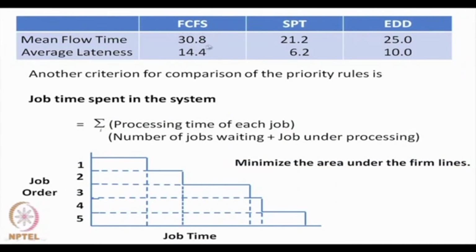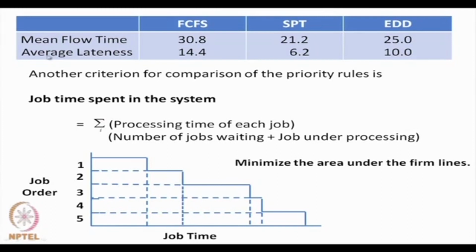30.8 days for the FCFS priority rule, first come first serve. For shortest processing time, it takes 21.2 days. For expected due date, it is taking 25 days. So, according to the mean flow time, shortest processing time gives the best result of these three priority rules following this criterion.